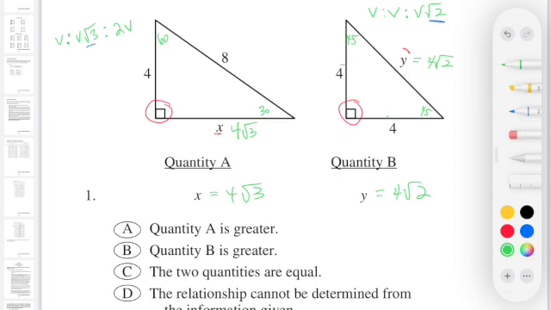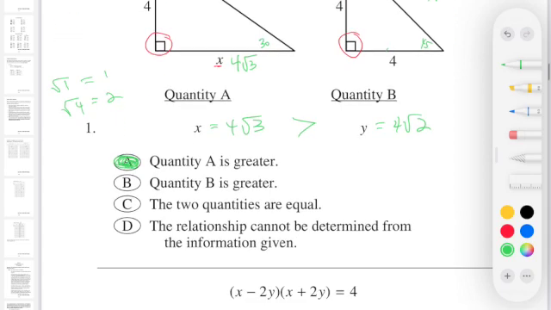And pretty safely, we can see that x is going to be greater than y, because even though root 2 and root 3 are both 1 point something, because we know the square root of 1 is 1, and the square root of 4 is 2, so it's somewhere between 1 and 2, root 3 is obviously a little bit bigger than root 2. So here we would answer A, quantity A is greater.